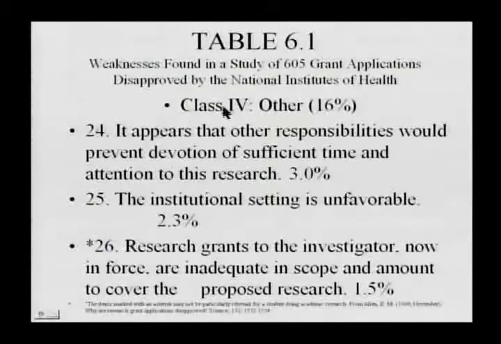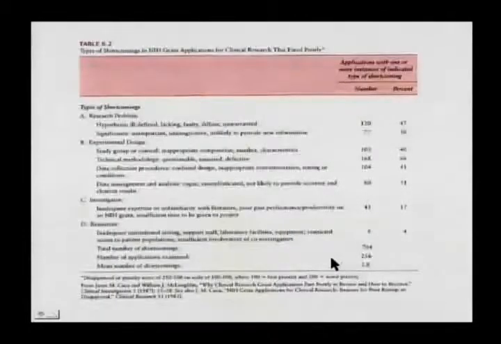And under Class 4 Other, it appears that other responsibilities would prevent devotion of sufficient time and attention to the research, overcommitment. The institutional setting is unfavorable. Ouch. Research grants to the investigator now in force are inadequate in scope and amount to cover the proposed research. So this brings us to this table, the types of shortcomings in NIH grant applications for clinical research that fared poorly. So I'll just go through these without discussing numbers or percentage.